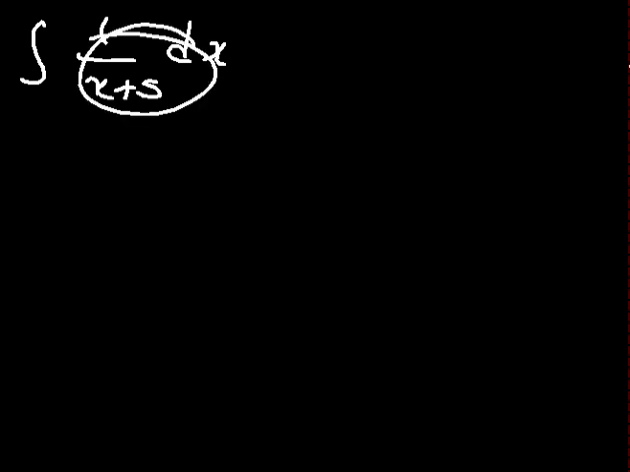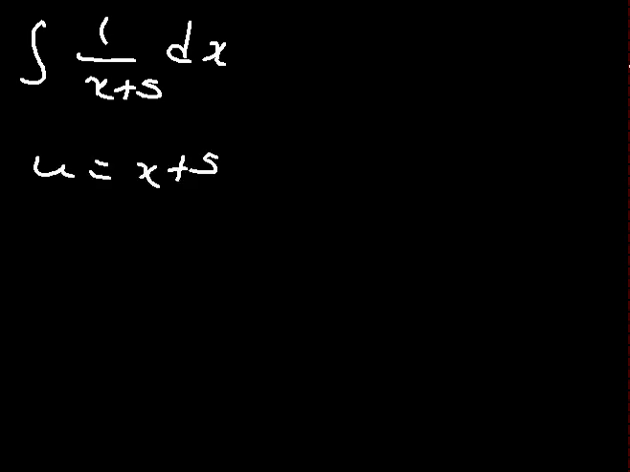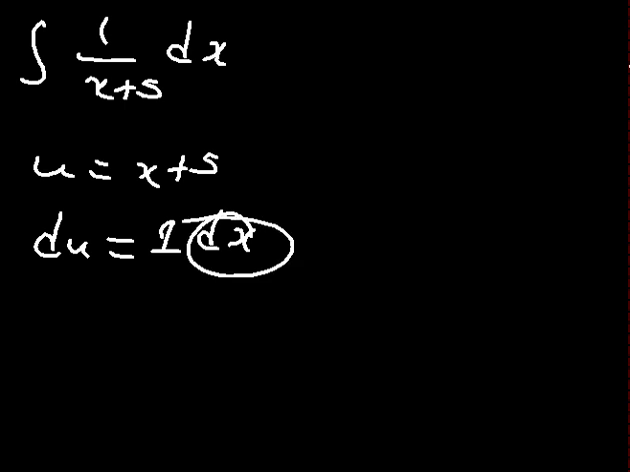Let's say we have the integral of 1 over x plus 5 dx. So what is the integral of this function? According to the principle, we let the denominator be equal to u. So u is equal to x plus 5. And what is du? We'll have it as 1 dx, because we are differentiating with respect to x, so we have dx at the end.